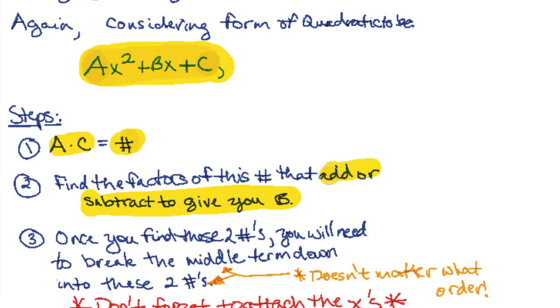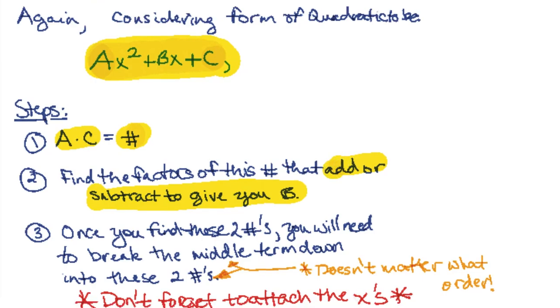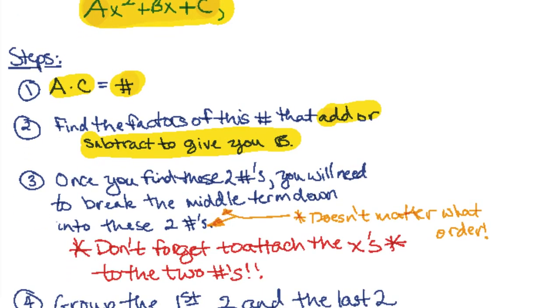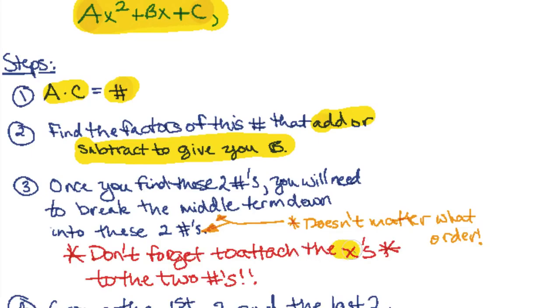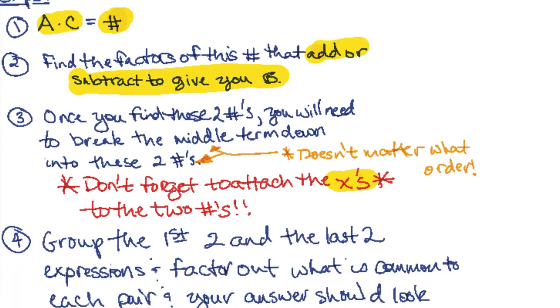Once you find these two numbers, then what you do is you break that middle b term down into those two numbers. So don't forget to attach the x's. A lot of people forget the x's and wonder why it's not working out and stuff's not common.